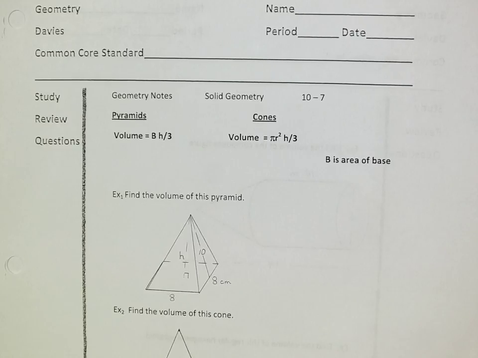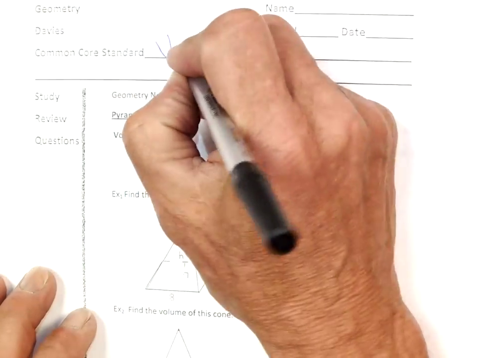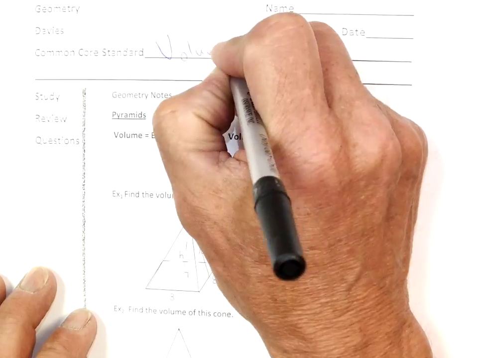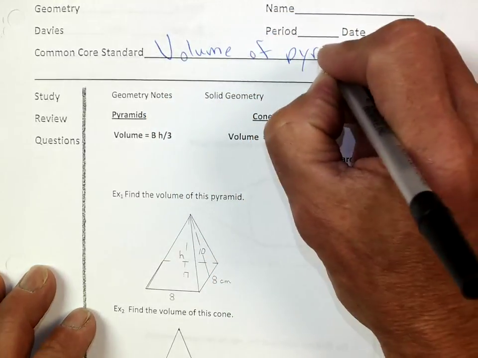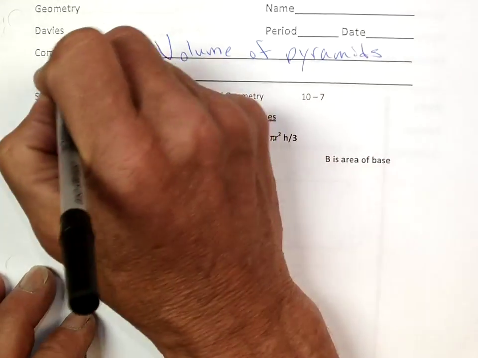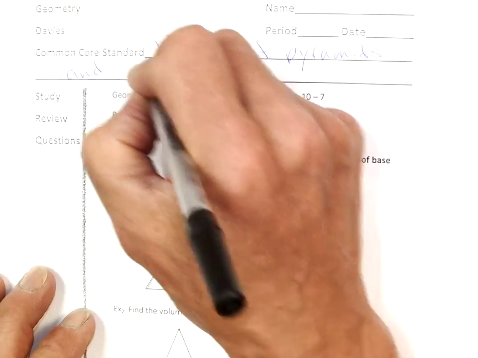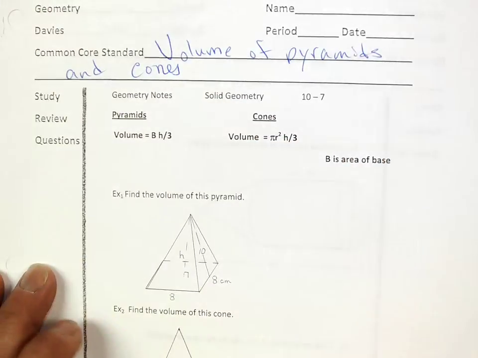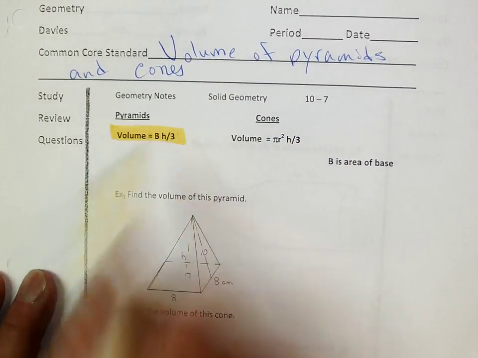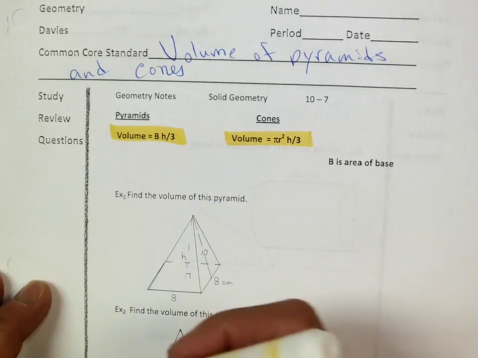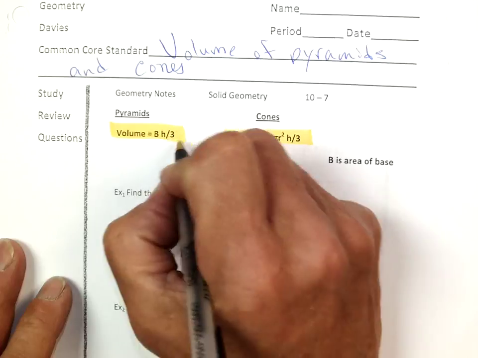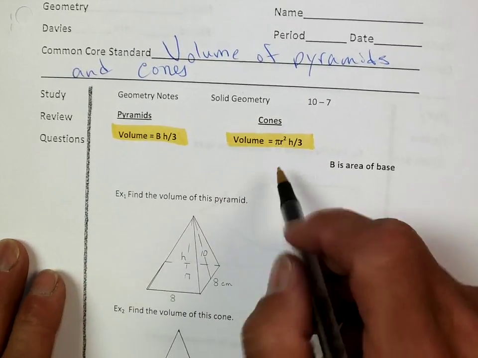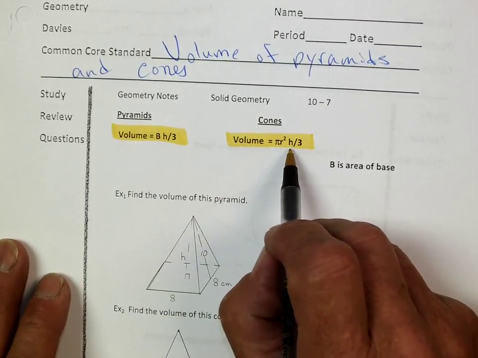Today we're really talking about volume of pyramids and cones. Lucky you, I happened to type up the formulas for you. For a pyramid, the formula is base times height divided by 3. And for the volume of a cone, it's pi r squared h divided by 3.